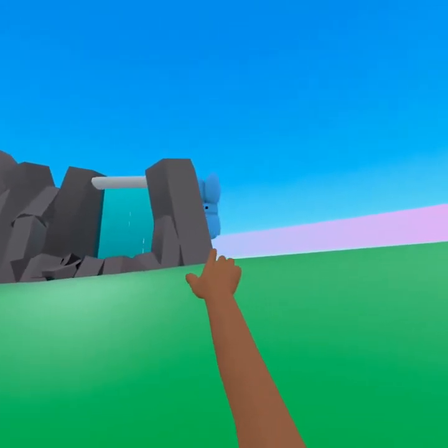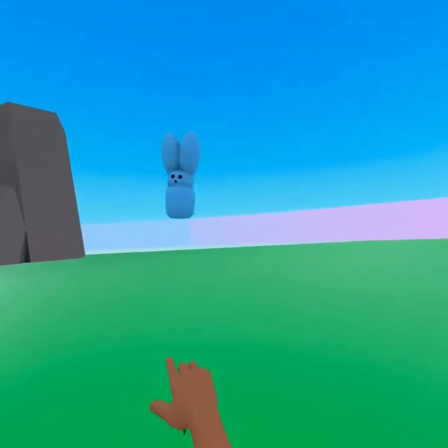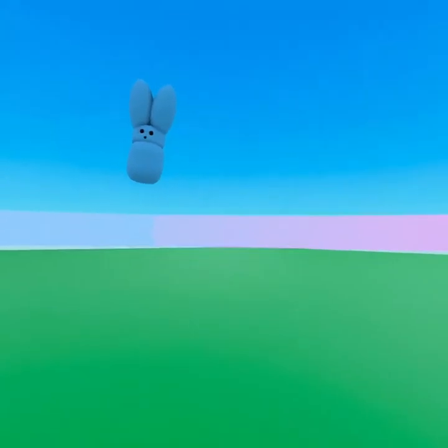What is that? It's a peep! Look at that guy go! Oh my goodness, so cool. How did we create that? Oh, well, I guess I'll just have to show you.